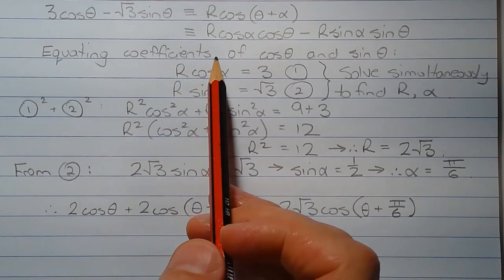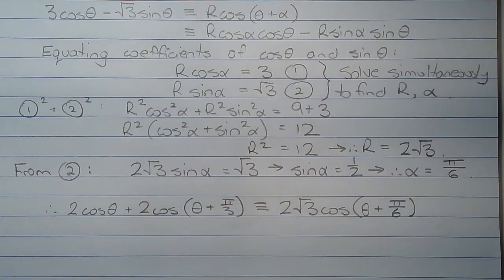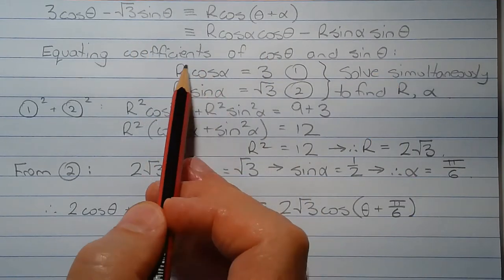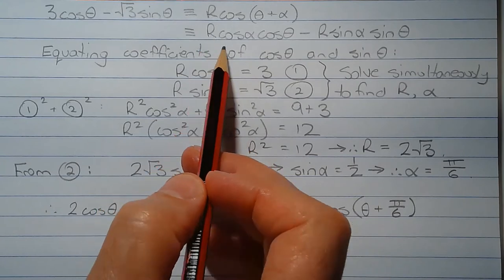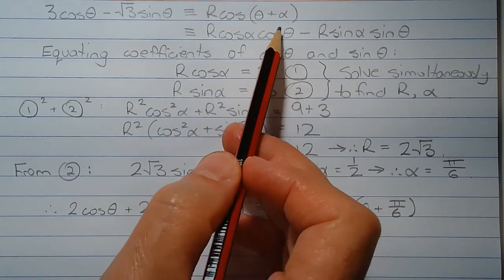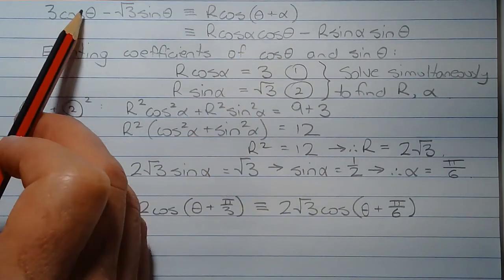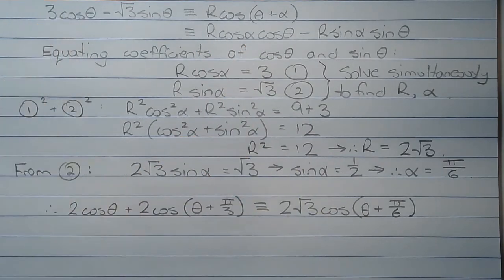Next, we equate the coefficients of cos theta and sine theta on the left-hand side and the right-hand side. Now, r cos alpha is equal to 3, and r sine alpha is equal to the square root of 3. So the coefficient of cos theta on the right-hand side, which is r cos alpha, must equal the coefficient of cos theta on the left-hand side, so that's where that comes from.